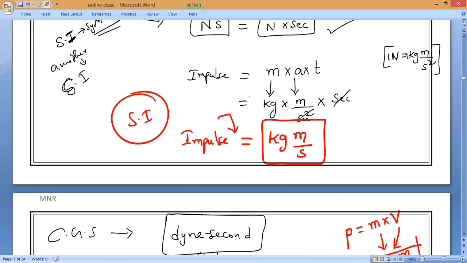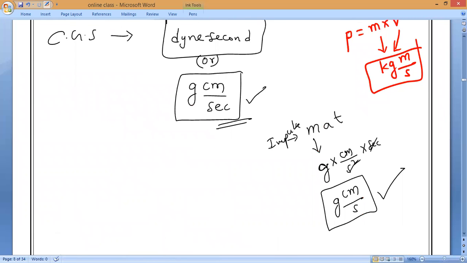So till here, everyone finish it till SI and CGS system. Then we'll go for applications of Newton's second law of motion. Shall we go with applications, everybody? Are you ready? A lot of applications we are having. So let us discuss what is that application and how it is useful for us.